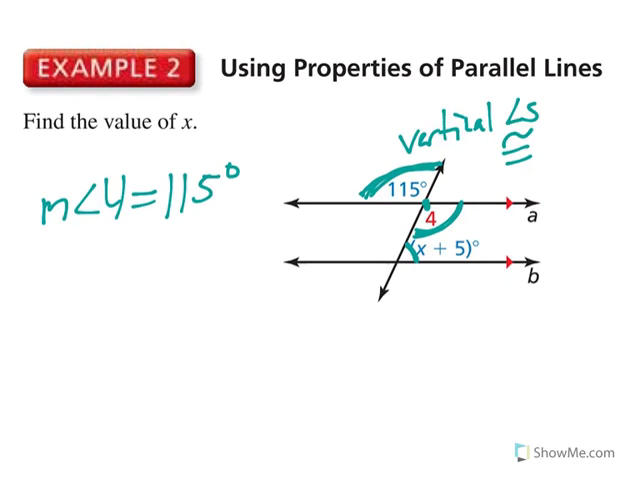So now if I know angle 4, what relationship do angle 4 and this x plus 5 have in common? They're both interior. This inside portion here, this is the interior. And they are on the same side of our transversal. To get from 4 to this one, I don't have to cross over it. So my same side is my consecutive interior angles.